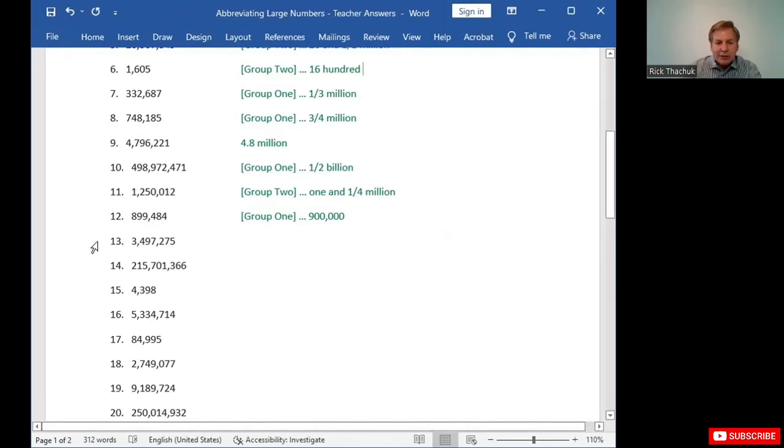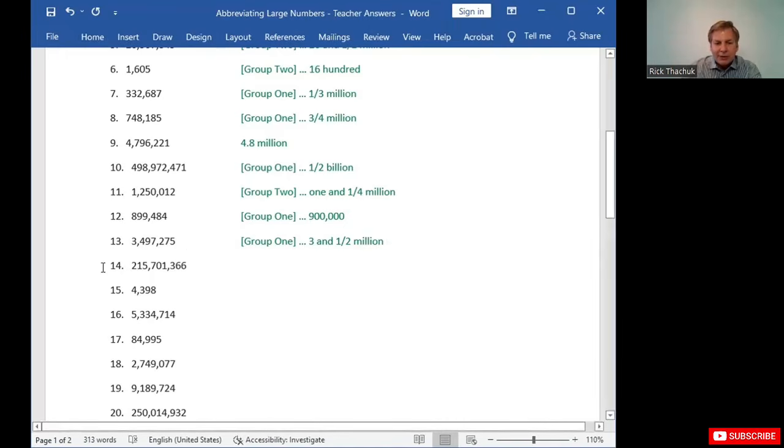Number 13, 3,497,275. Well, this part, 497,275, that's quite close to 500,000, which is half a million. It's not quite that, it's just a bit under. So I might say anything from group 1 and then 3.5 million. So I might say almost 3.5 million, or just under 3.5 million.